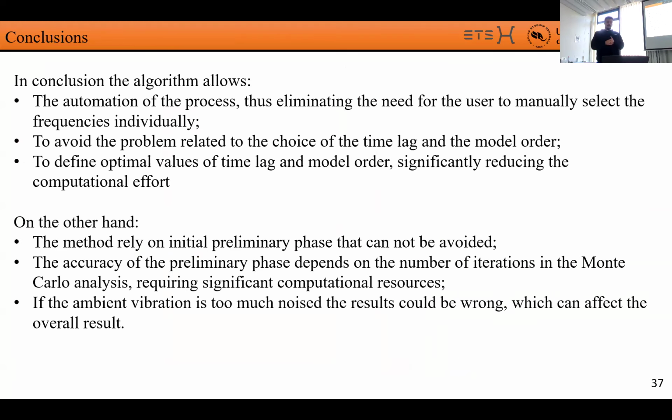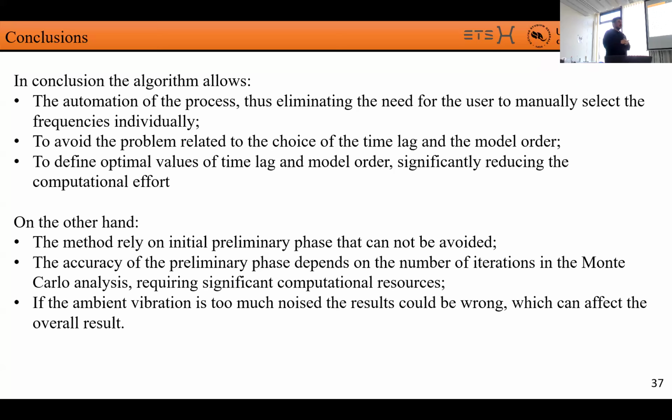In conclusion, the algorithm allows the automation of the process, eliminating the need for the user to manually select the frequencies individually, avoiding the problems related to the choice of time lag and model order, and defining optimal values of time lag and model order. Also, significantly reducing the computational effort.